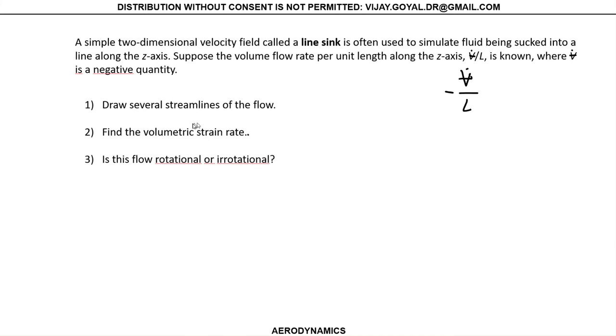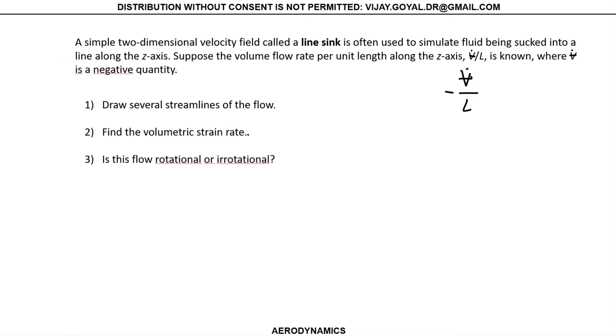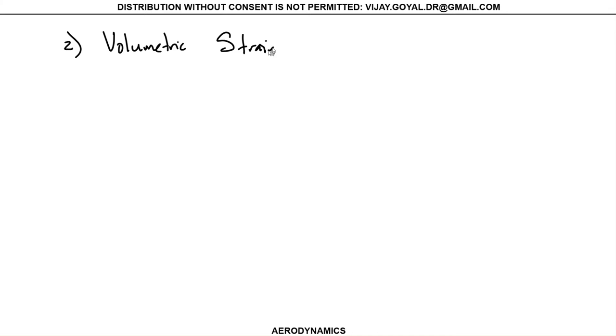The second question is, what is the volumetric strain rate? The volumetric strain rate of your problem is nothing else than the divergence of V. The divergence of V is the dot product of the gradient and the velocity.